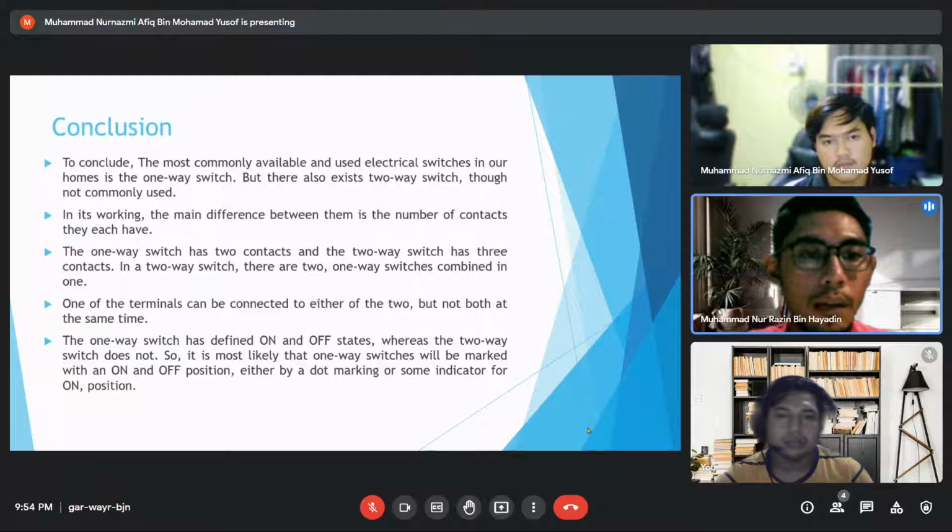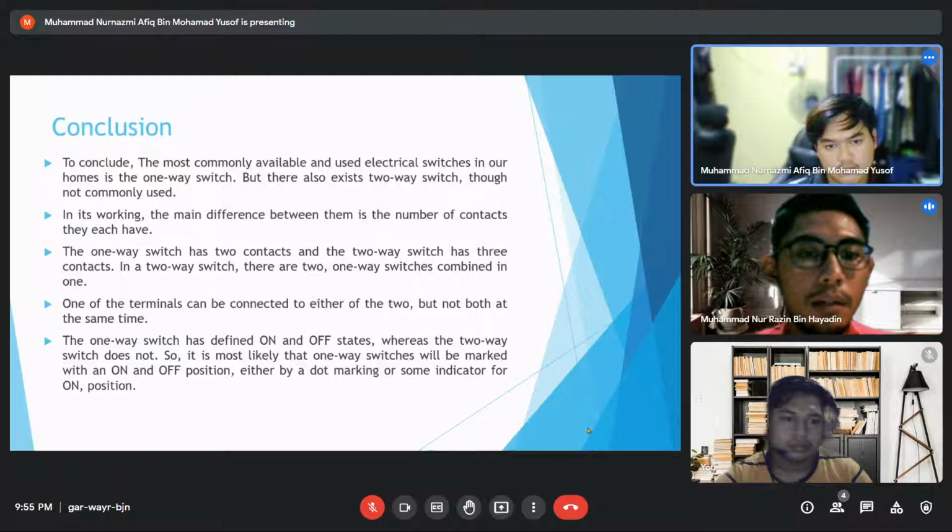In a two-way switch, there are two one-way switches combined in one, and one of the terminals can be connected to either of the two, but not both at the same time. And then the one-way switch has defined on and off states, whereas the two-way switch does not. So it is most likely that one-way switches will be marked with an on and off position, either by a dot marking or some indicator for the on position.